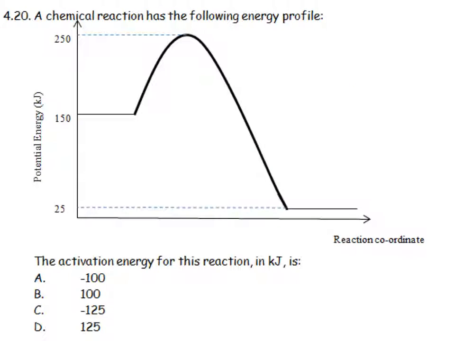A chemical reaction has the following energy profile. Energy of the reactants, activation energy, activated complex, losing energy, and the energy of the products. So we're interested in the activation energy. The activation energy is between reactants up to the activated complex. So in this case, it is going to be 100, and I'm going to have to add that 100. So I land up with an answer of B.